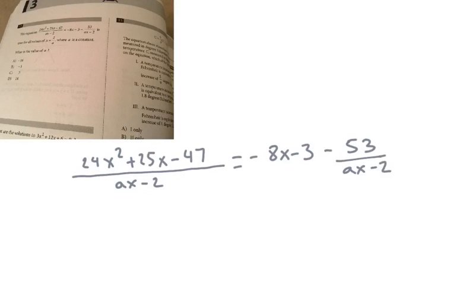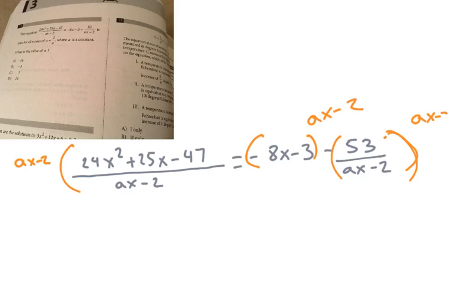Okay, so this question is asking for the value of a. The key here is that anytime you have fractions, you want to multiply through by the common denominator, which means that this whole amount gets multiplied also by ax minus 2, and this piece gets multiplied by ax minus 2, along with this.